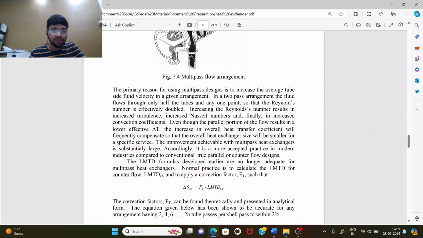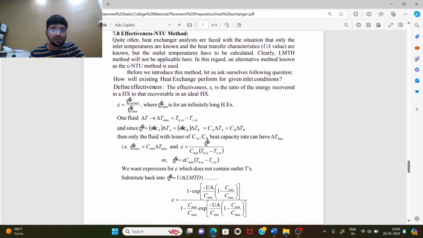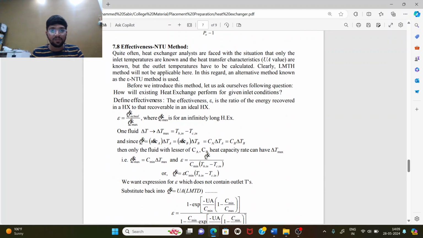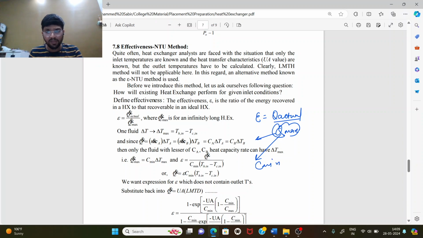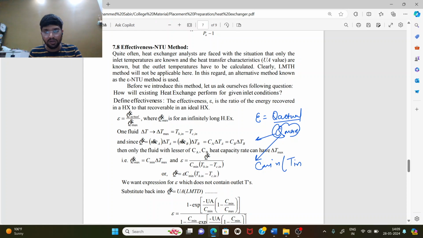Now the effectiveness-NTU method. What is the NTU method? First, we define epsilon, the effectiveness coefficient. It is basically Q actual upon Q maximum. And Q maximum is C minimum times (T_H,in minus T_C,in). This is for the counter flow.